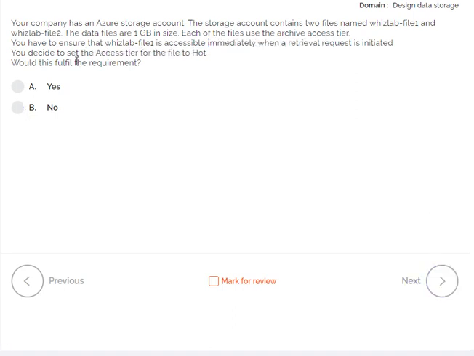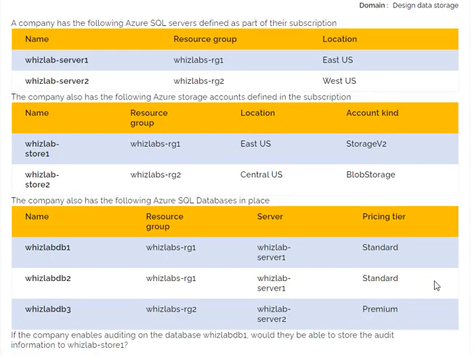Now the question is the same. It is asking about setting the access tier of the file to hot. Is it the correct answer? Yes. Let's move to the next question.